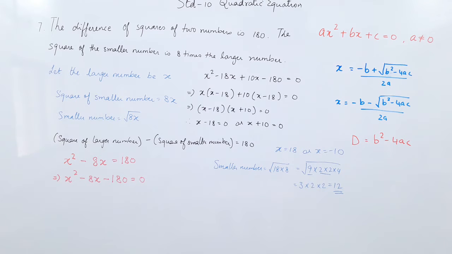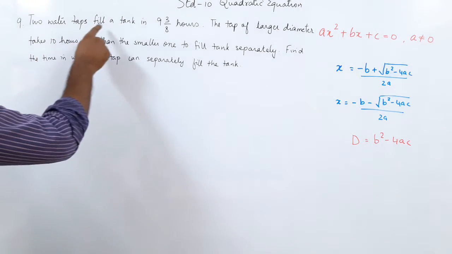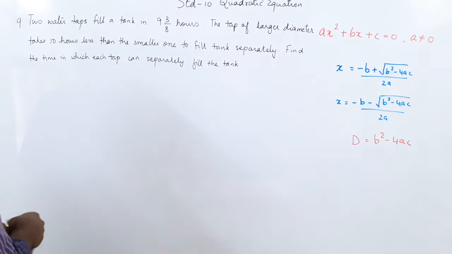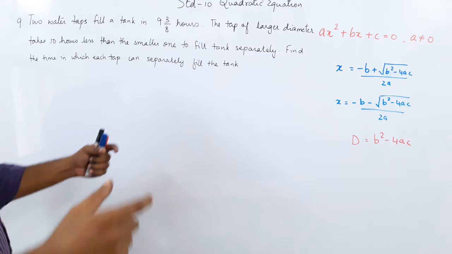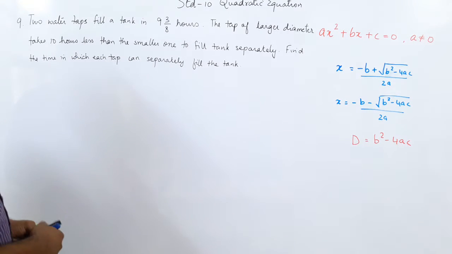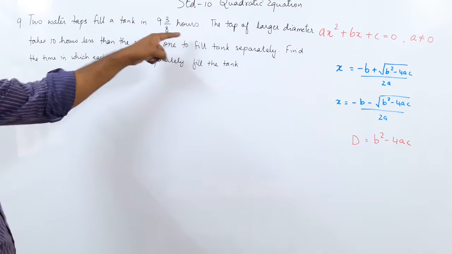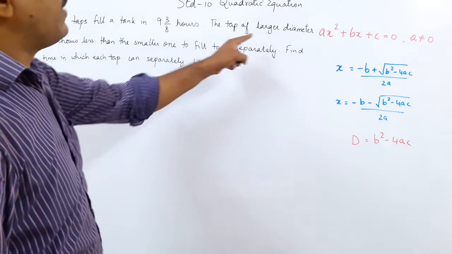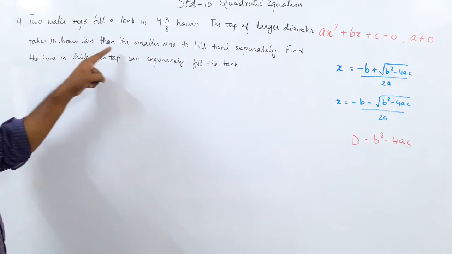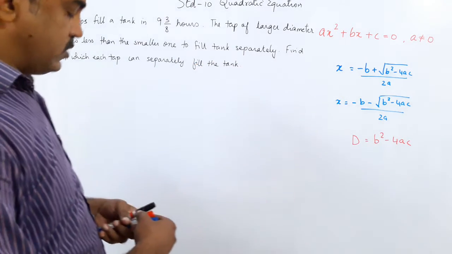Now let us try out one more sum. The next question is based on time and work. Two water taps fill a tank in 9 and 3 by 8 hours. There is one tank and there are two taps filling this tank. When they both work together, it takes 9 and 3 upon 8 hours to fill the tank when both the taps are open at the same time. The tap of the larger diameter takes 10 hours less than the smaller one to fill the tank separately. I hope you have understood the question.